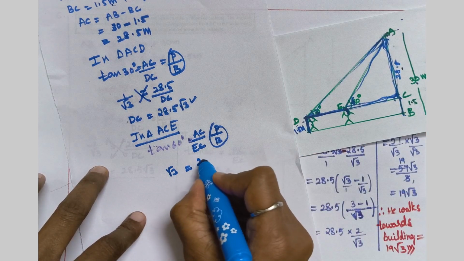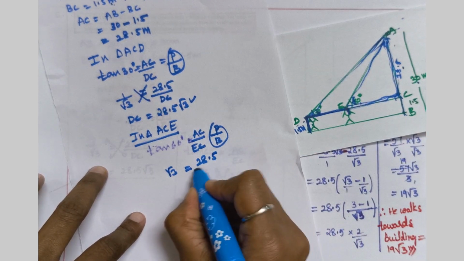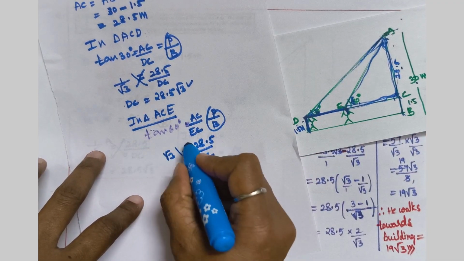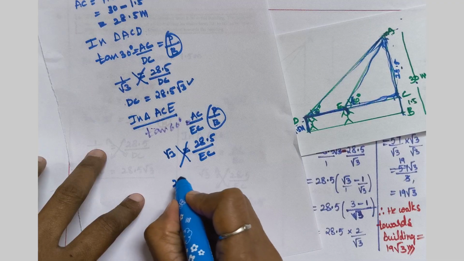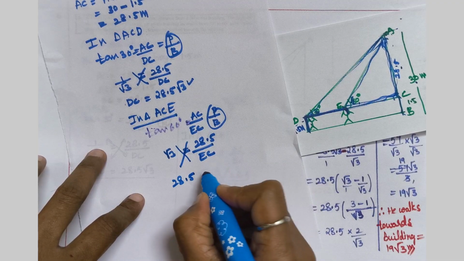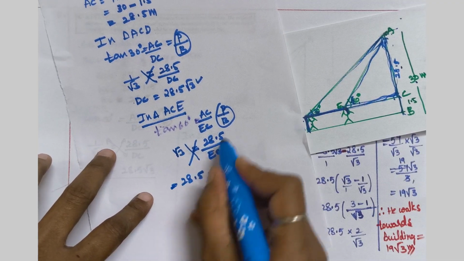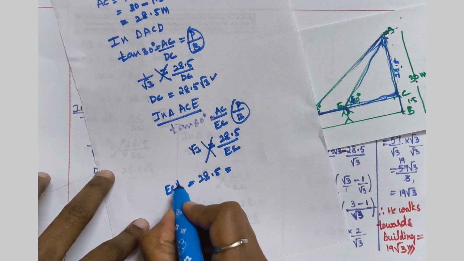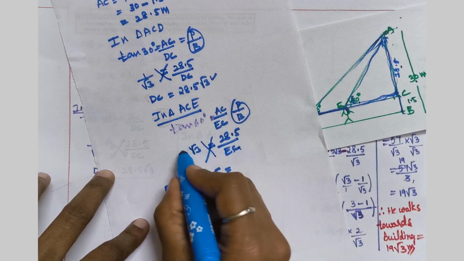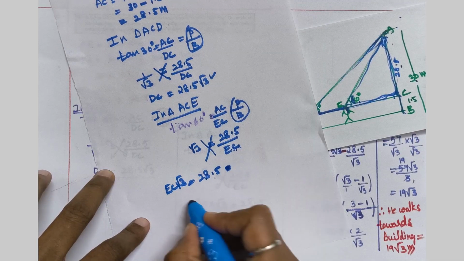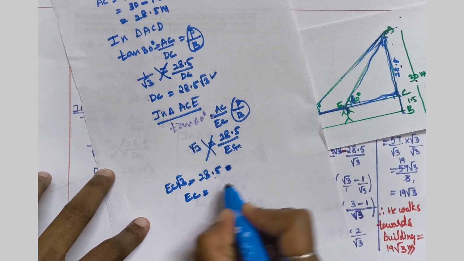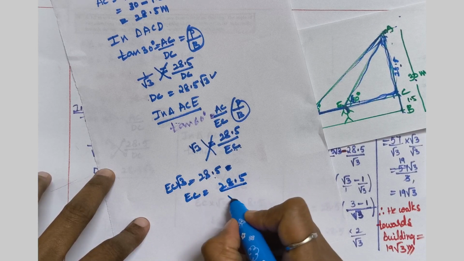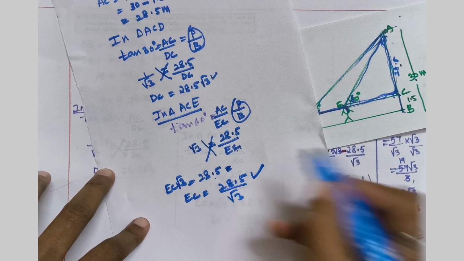Root 3 is equal to AC value 28.5 divided by EC, which we don't know. Keep it as EC. Now do cross multiplication. EC into root 3 is equal to 28.5. Now EC is equal to 28.5 divided by root 3.